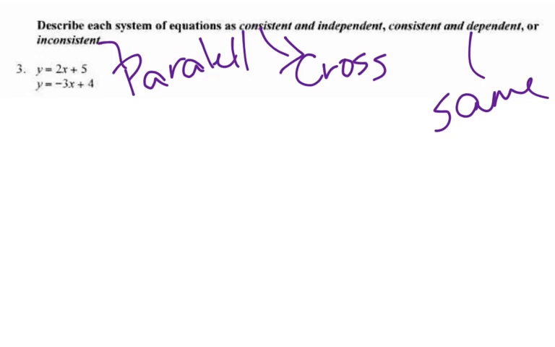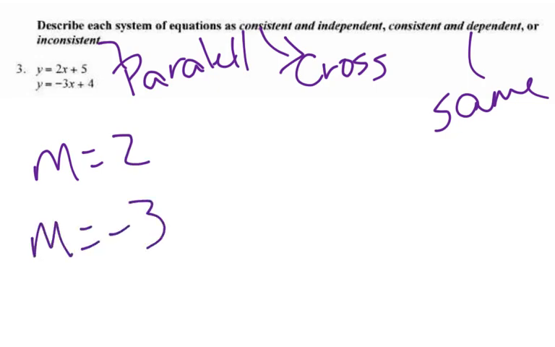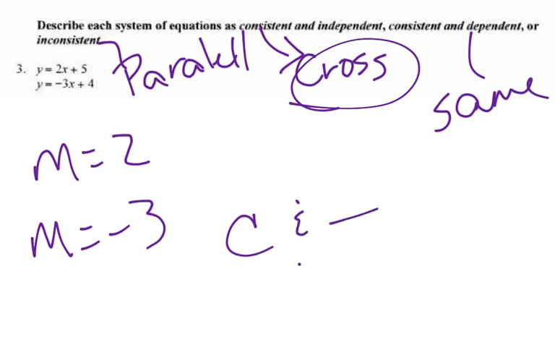Okay? So, if you look at these, you have a slope of 2 and a slope of negative 3. Totally different. These lines are going to cross, so they're consistent and independent. If you weren't sure, you could put them in at y1 and y2, look at your graph, see what they did.